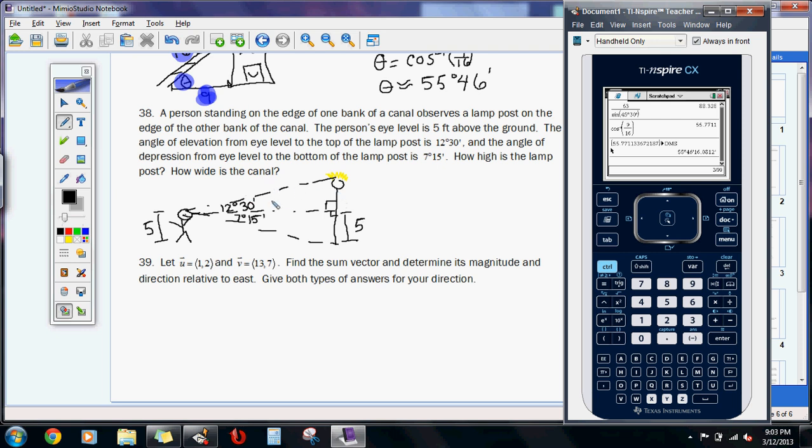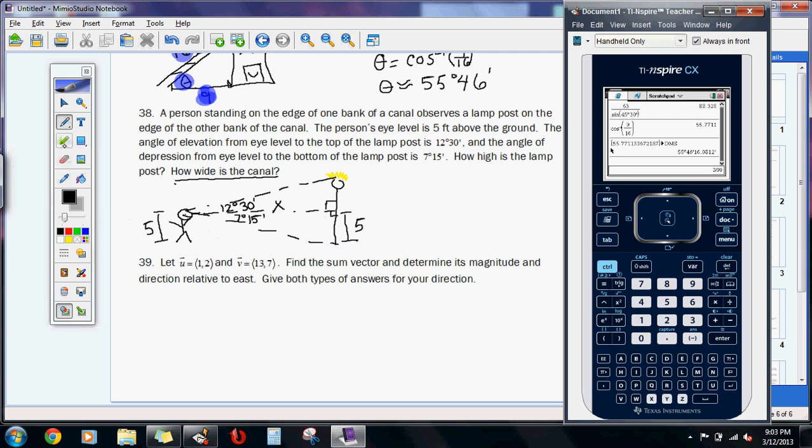Well, when I try to do this, I have one angle here. I don't know that. I don't know the hypotenuse, and I don't know this. So if I try to do the lamppost right away, I don't have enough information. But one thing I can find right away is how wide is the canal, because the canal would be from my eyesight across here. So I can actually find X, if I label it that, right across here first by using the bottom triangle here.